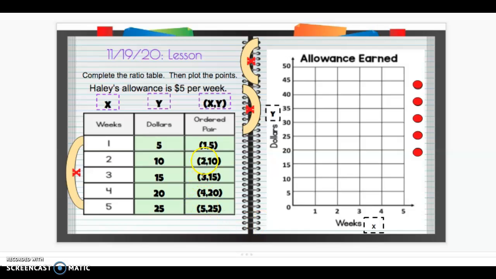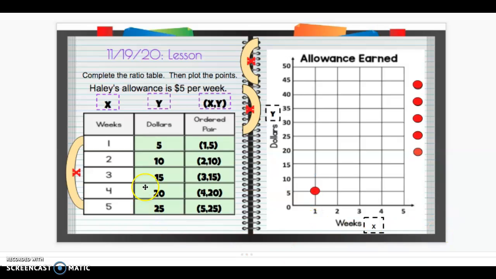So now we have to plot these. So 1 comma 5. So we always start at 0, which is our point of origin. And you always walk to your X. So I'm going to walk to my X. And then I have to fly, meaning you go up when you fly, to my 5. So I put a dot on 1, 5.